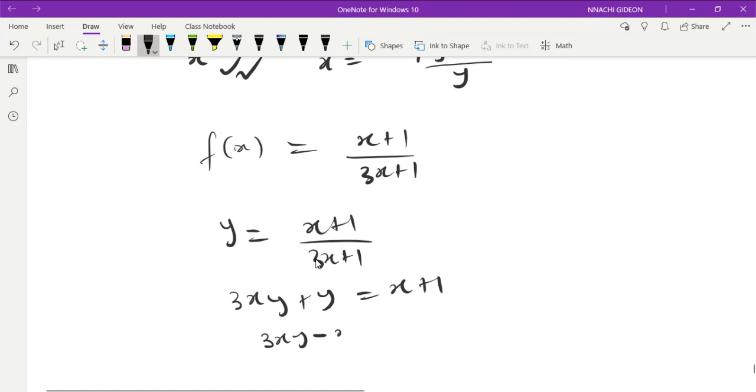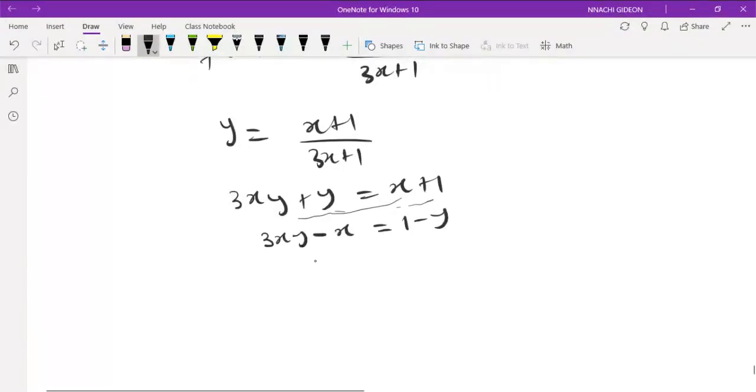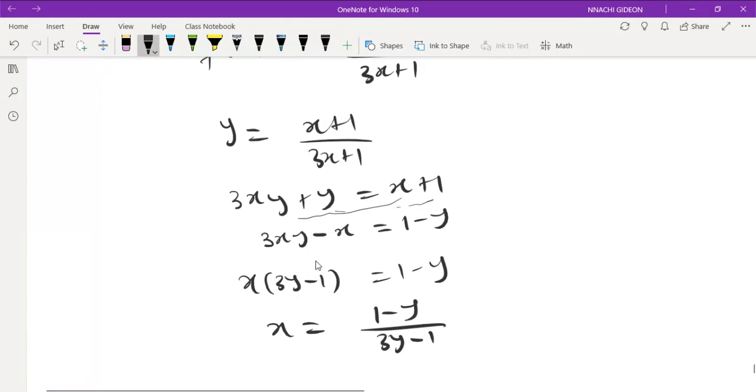3xy minus x equal to 1 minus y. Remember, this one crosses the equality sign, this one crosses the equality sign. So that means x times (3y minus 1) equals 1 minus y. x equals (1 minus y) over (3y minus 1).